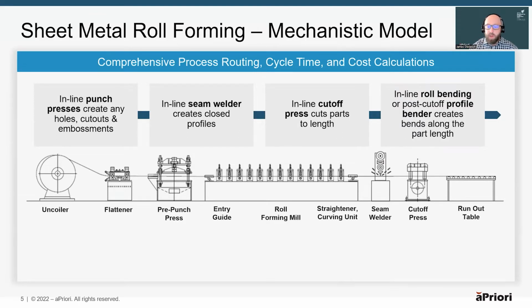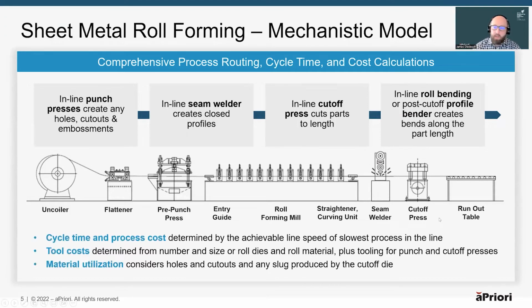It'll go through a straightener and curving unit, and then it may go through a seam welder, and then there'll be a cutoff press, and we've got a couple of different methods for cutting off, and then finally, delivering it to the runoff table.